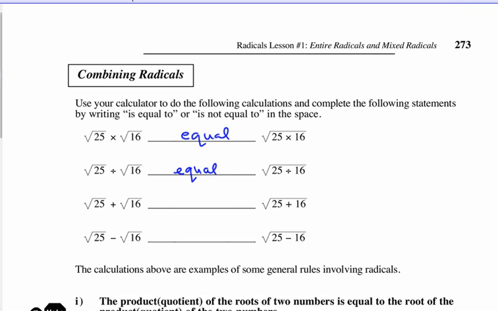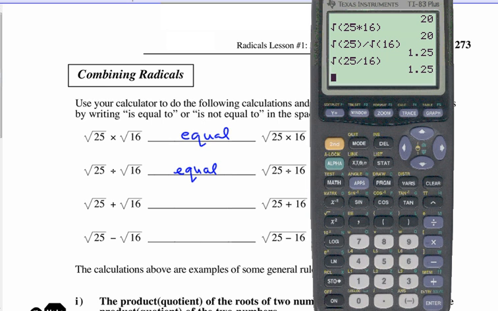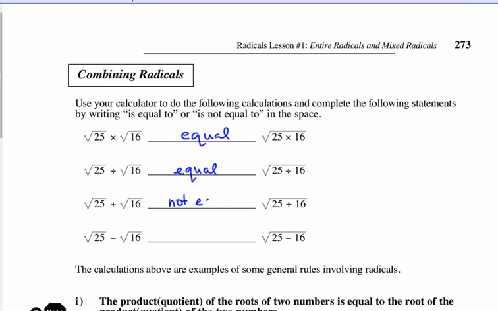Let's try plus. So a quick way to change, if I go second enter, and second enter again, we bring back the previous things we typed in before. So I'm just going to change this to addition, and those are not equal. 9 does not equal 6.4, so not equal.